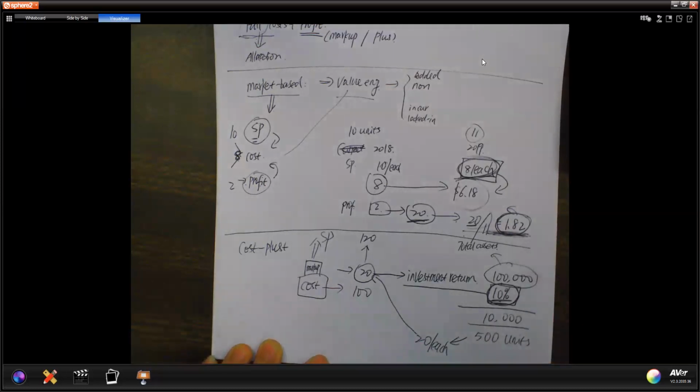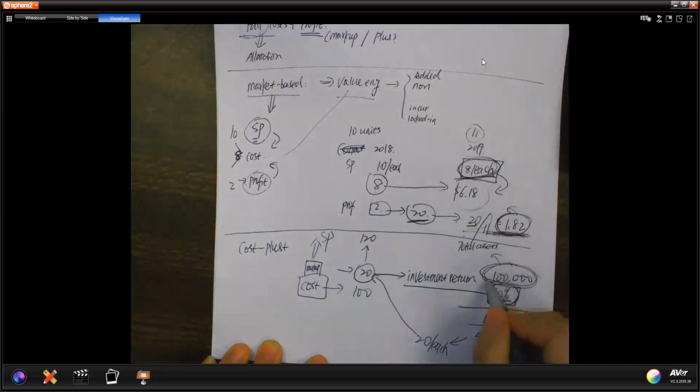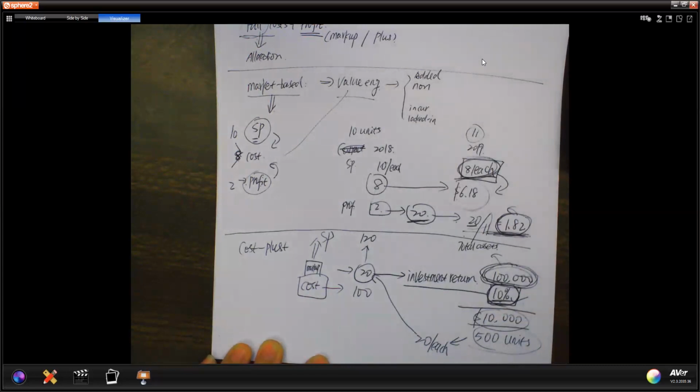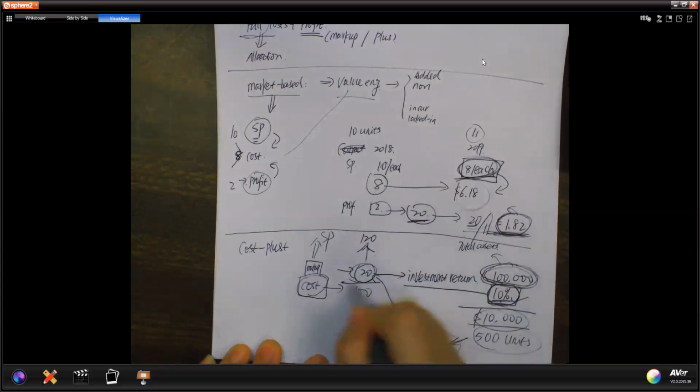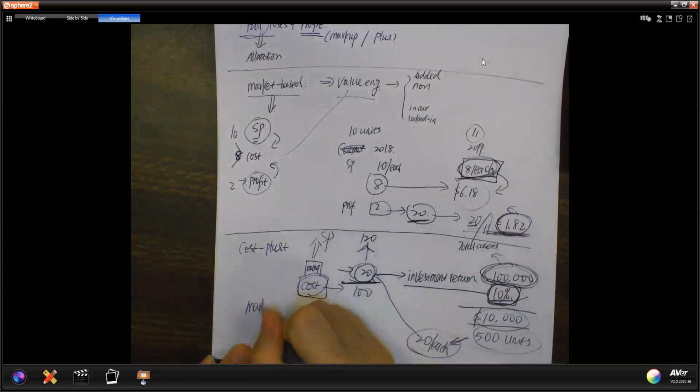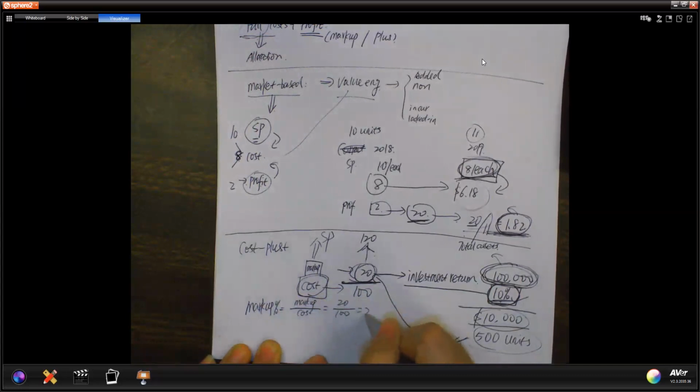Some possible questions are: they tell you the total investment and the return rate, and you need to get the total return as a dollar amount. Or they tell you how many units, and then you should be able to get each one's required return. Once you have the cost and the required return, you will get your selling price. And the markup percentage is your markup divided by your cost, so 20 divided by 100 gives you 20%.